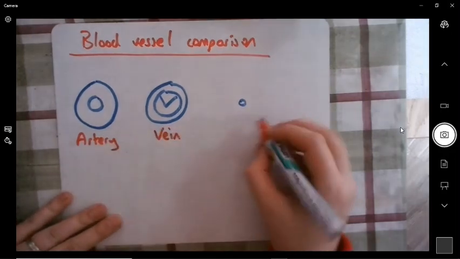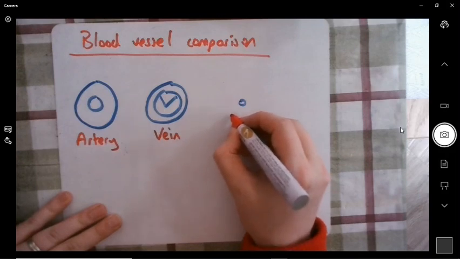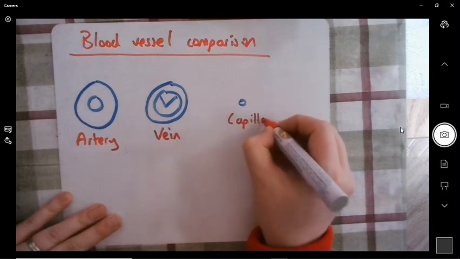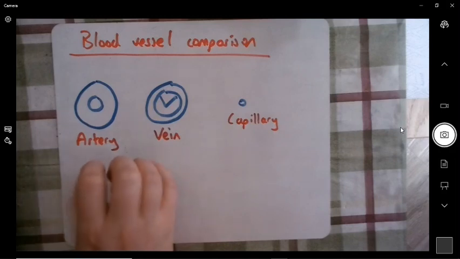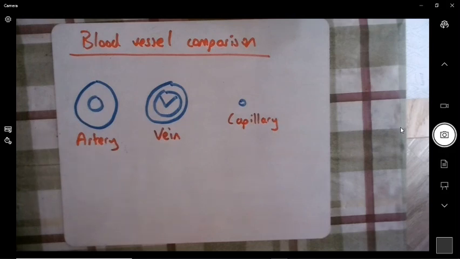So artery, vein, and this teeny tiny one is a cute little capillary. So capillaries are diffusion kings. They're teeny, they're tiny, and that's just to maximise the amount of diffusion that can take place. It's arteries and veins that you generally get asked to compare.